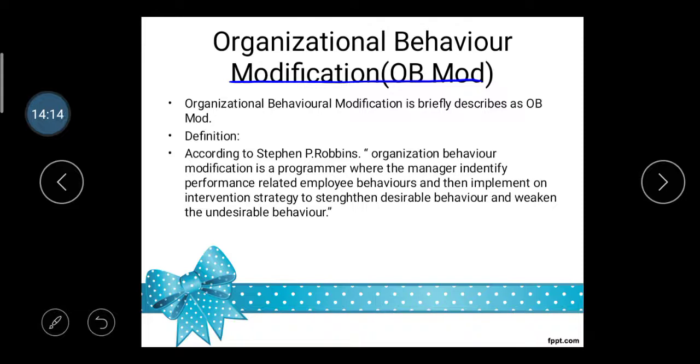Stephen Robbins states that all employers and managers always try to analyze and identify the performance of the employees and what their behavior is on the job and off the job. So they can analyze their behavior, and if there is weak behavior, then they have to try to solve this type of undesirable behavior.